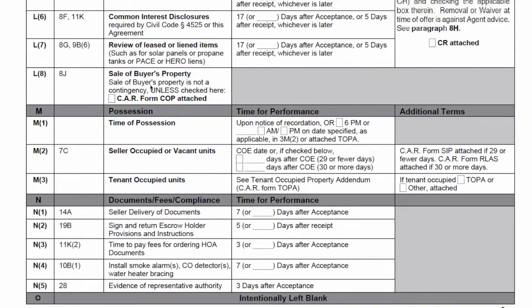If the buyer needs to sell their property before they can close on this one, you'll check this box and add a CAR form COP, meaning that the buyer is creating a contingency that they must sell their property first, or at least get into escrow, depending on how this form's filled out.